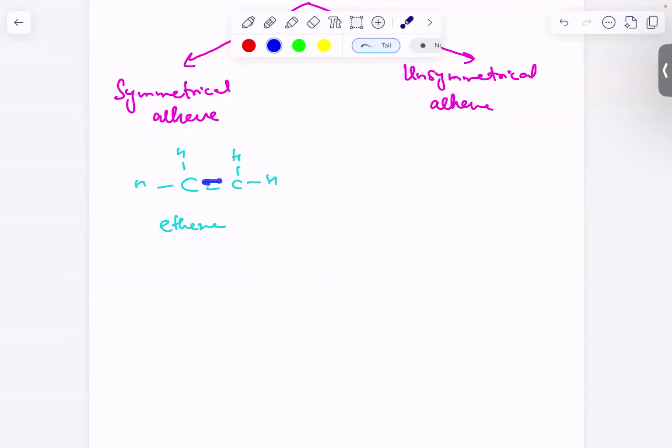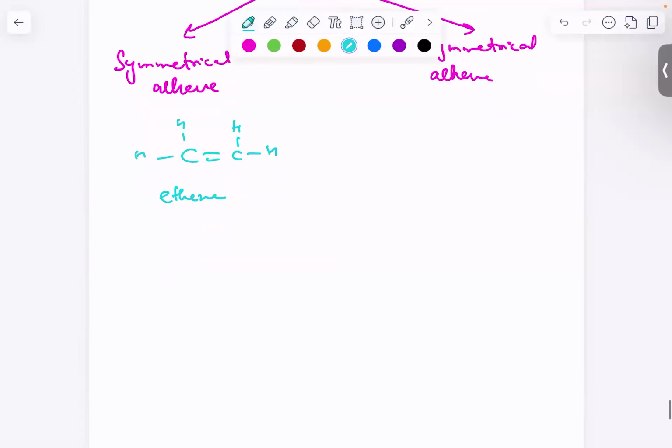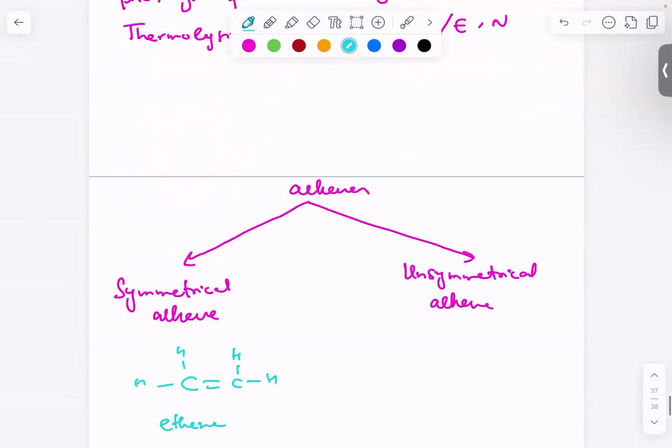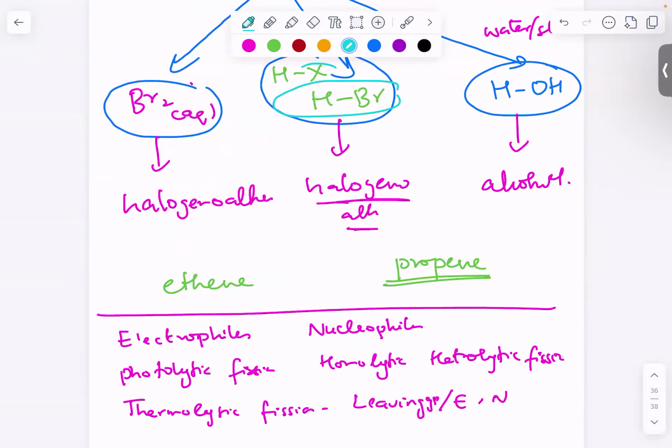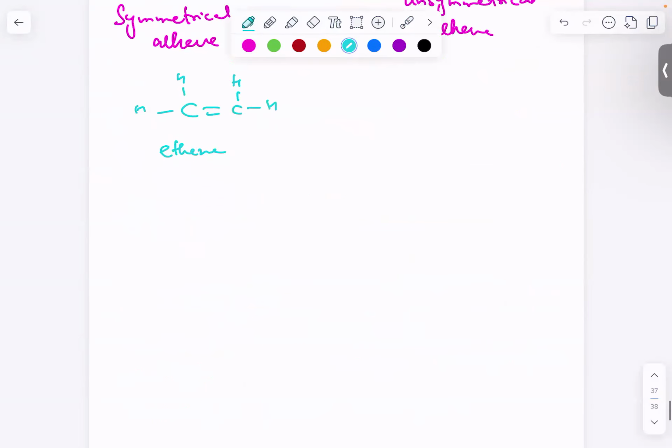So if we check around the double bond, or towards both the sides of the double bond, there is one carbon, and each carbon has two hydrogens each. So this is called a symmetrical alkene. So when a symmetrical alkene undergoes addition reaction, any addition reaction, let's suppose I pick HBr or HX, so when it undergoes addition reaction, it's like this, CH2, which is ethene, an example of symmetrical alkene.